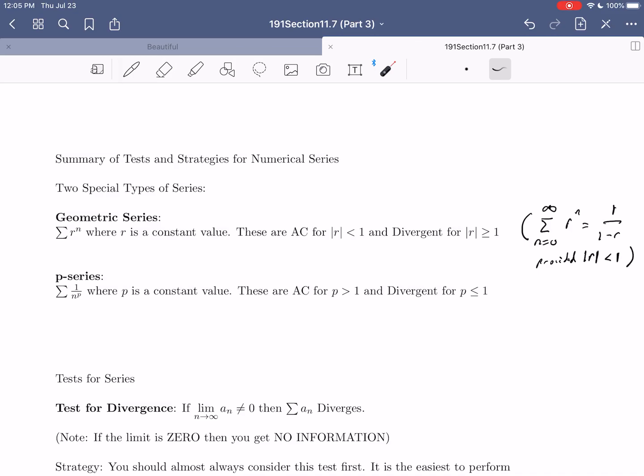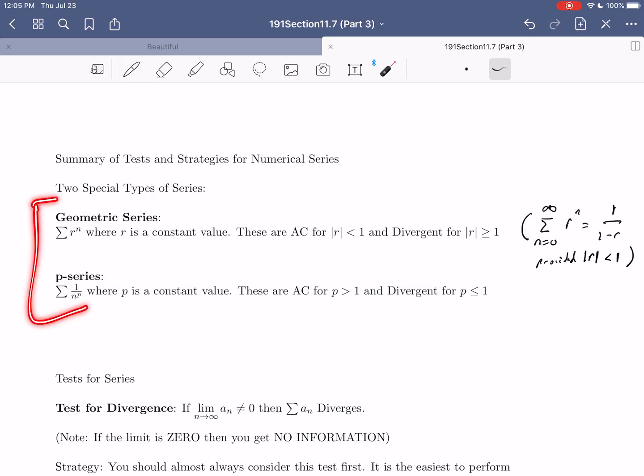Keep in mind that I'm mentioning absolute convergence here because, in this one, it's automatically absolutely convergent because we have always positive terms. And in this one here, it is also absolutely convergent, even if that r is negative, as long as its absolute value is less than 1.